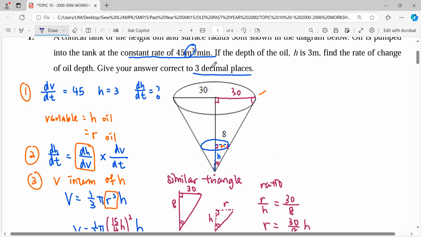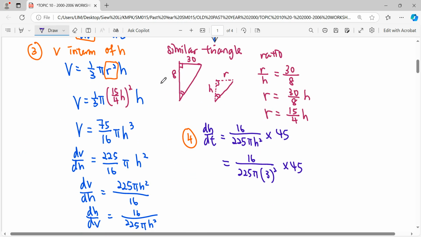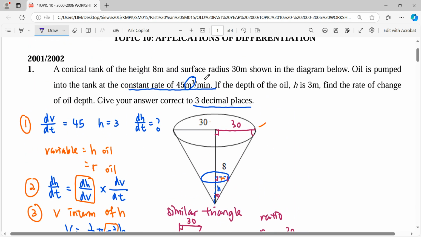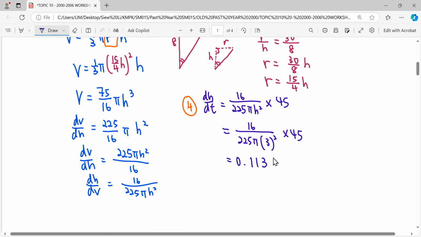Then our answer has to be given to 3 decimal places. So 113. For height, we see the unit. The unit used most of the time is meter, so meter per time. The time used is minute. So 113 meter per minute.